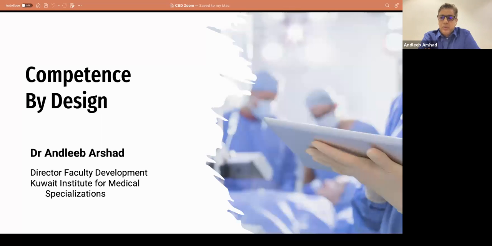A very brief introduction: Kuwait Institute for Medical Specializations is just like the Saudi Medical Commission in Saudi Arabia, and just like the College of Physicians and Surgeons in Pakistan, or the other royal colleges all over the world. So we deal with doctors who are doing residencies and fellowships. We deal with their training and we deal with their examinations.